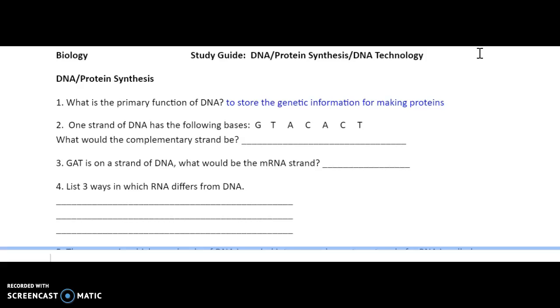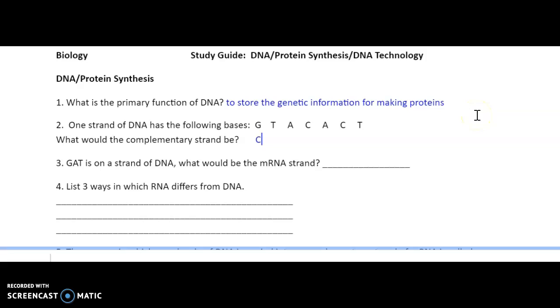Okay, number 2 says one strand of the DNA has the following bases. What would the complementary strand be? So we're doing complementary DNA this time. This process is called replication. We're doing DNA replication. We're going DNA to DNA.